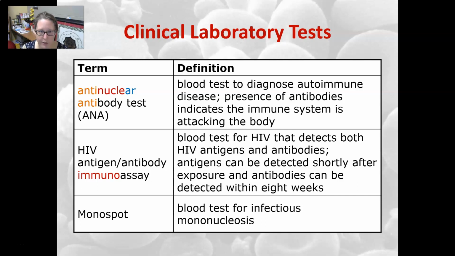So the anti-nuclear antibody test, or ANA test, is a blood test to diagnose autoimmune disease, especially lupus. The presence of antibodies indicates the immune system is attacking the body.